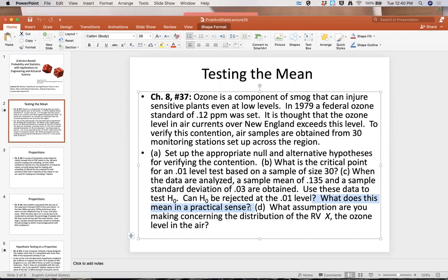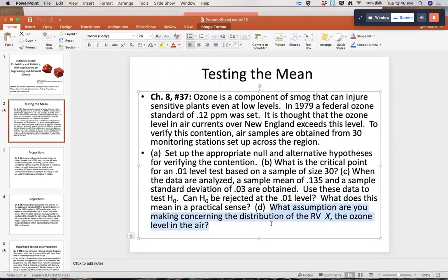What assumption are you making concerning the distribution of X, the ozone level in the air? That's a technical assumption based on the theorems. The theorems, even with T distributions, assume the population is normal. Right? If you look in the book, chapter 8, even when you're using T distributions, for the theorems to be true, you need a normal population.